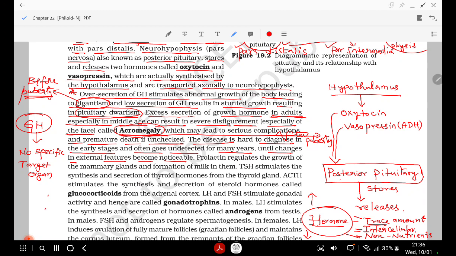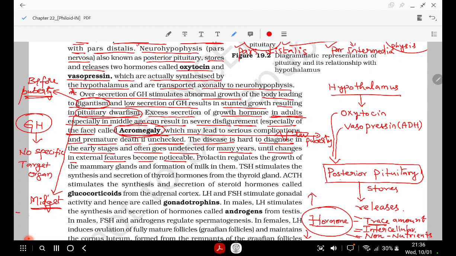So gigantism before puberty and acromegaly after puberty, the two are due to over secretion. In the same way, lower secretion of growth hormone causes dwarfism. That dwarfism we call pituitary dwarfism, also called midget. Pituitary dwarfism is different from thyroid dwarfism. Thyroid hormone deficiency also causes dwarfism, but that is different. Here pituitary dwarfism only we are studying.